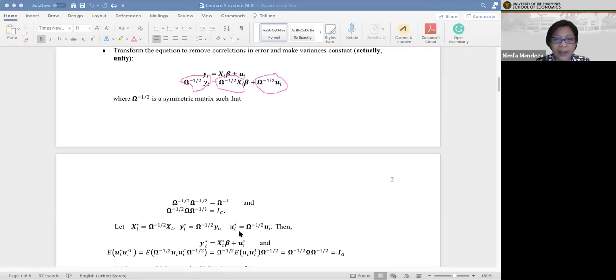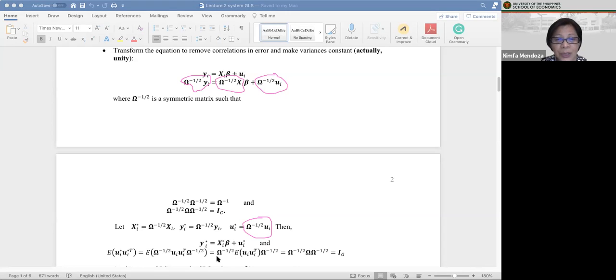Then let's look at the behavior of the disturbance term. So we have the expected value of u sub i star u sub i star transpose. This would also be a G by G matrix. So this is the expected value. But what is u sub i star? It is this. So we have omega to the minus 1/2 u sub i. And then when you have u sub i transpose, you have u sub i transpose omega to the minus 1/2 transposed, but it is a symmetric matrix, so you still get back omega to the minus 1/2.